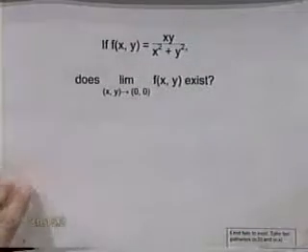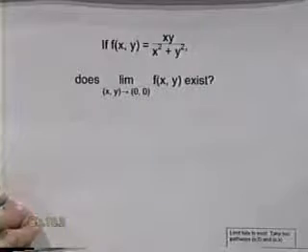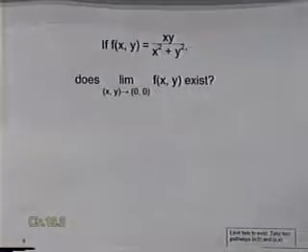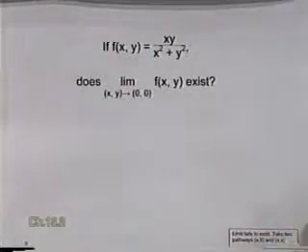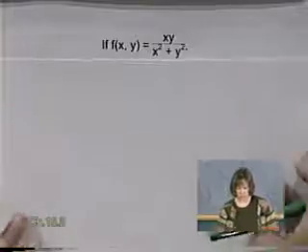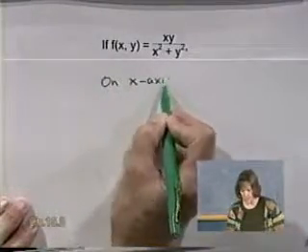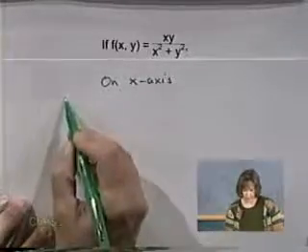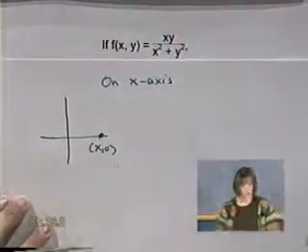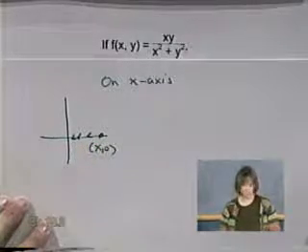If f of (x,y) equals xy over (x squared plus y squared), does the limit as (x,y) approaches (0,0) exist? You'll notice in your homework, almost all the time he has (x,y) going to (0,0). I don't know why he always did that, but he's done that a lot. So let's go along the x-axis first. A point on the x-axis is (x,0). And as you let x approach 0, you're getting closer and closer to the point (0,0).